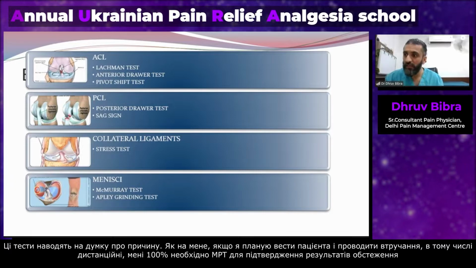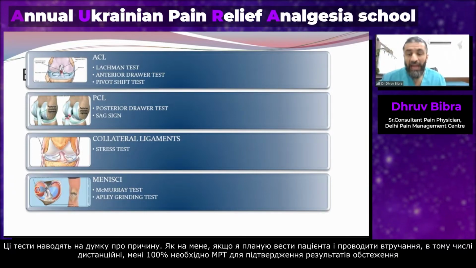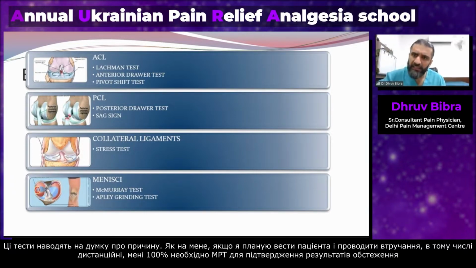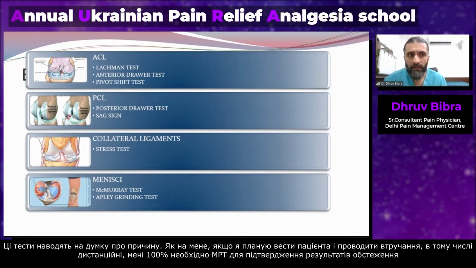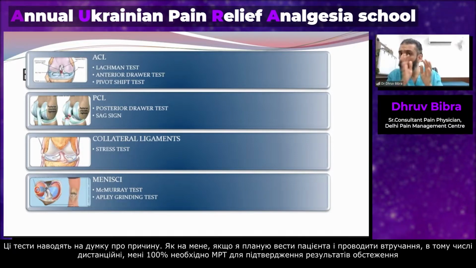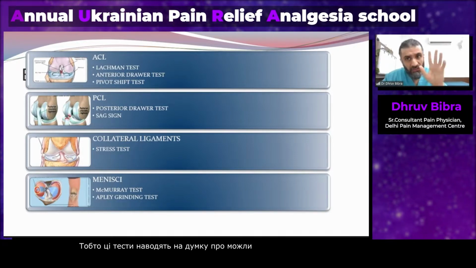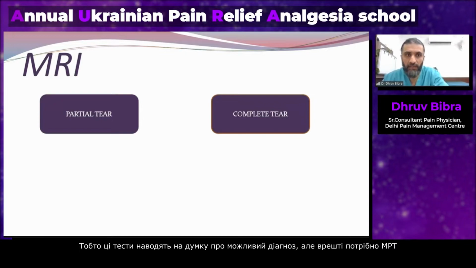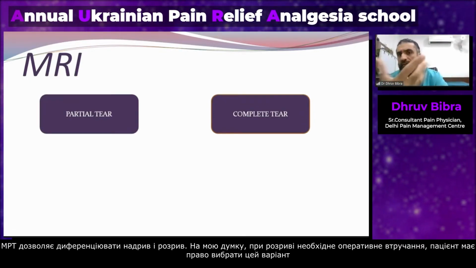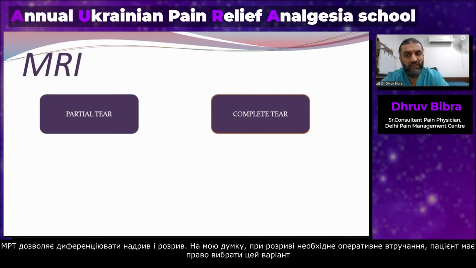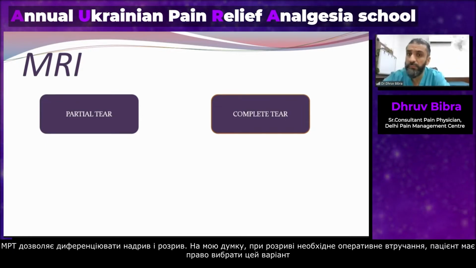The second thing is, this will give you an idea. But for me, if I have to manage my patients and do or suggest an intervention, I will definitely need an MRI to support my findings. So this will give an idea, but final is the MRI. Now we get an MRI done. Suppose we get a partial tear, or we might get a complete tear. My dear, a complete tear definitely requires surgery and the patient should be given that option.